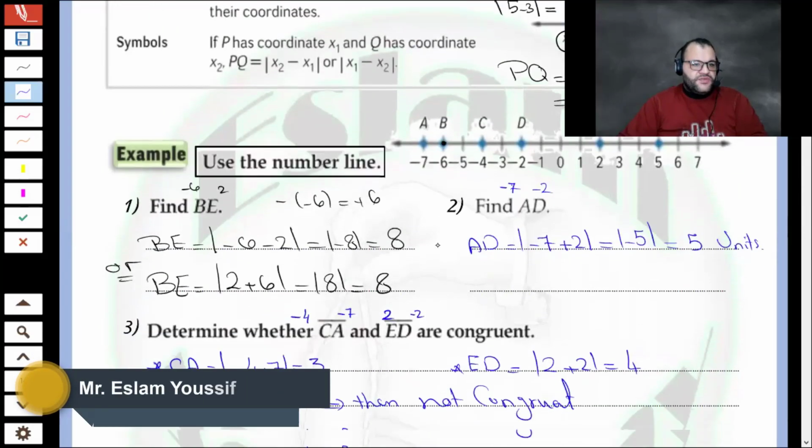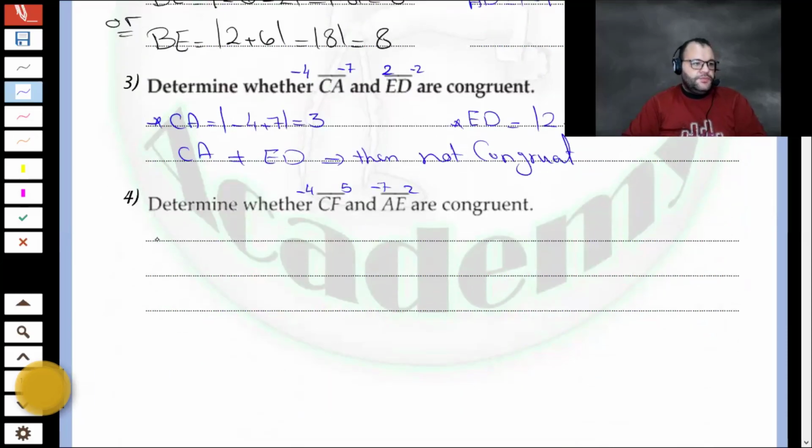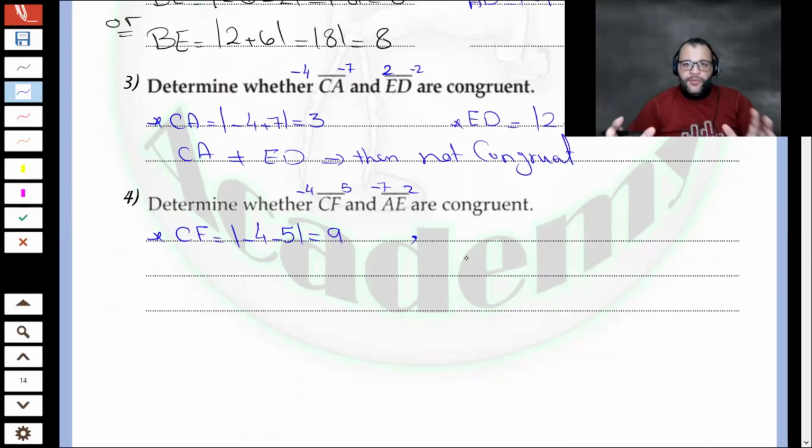AE, which is negative 7 and 2. So how do we solve this one? The absolute value of F will be the absolute value of negative 4 minus 5, which is equal to negative 9, positive 9. The length, anything measurable, must be a positive value.